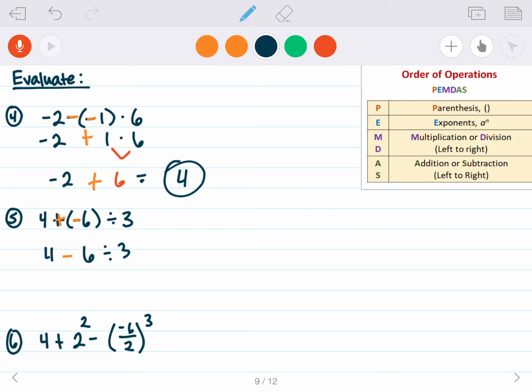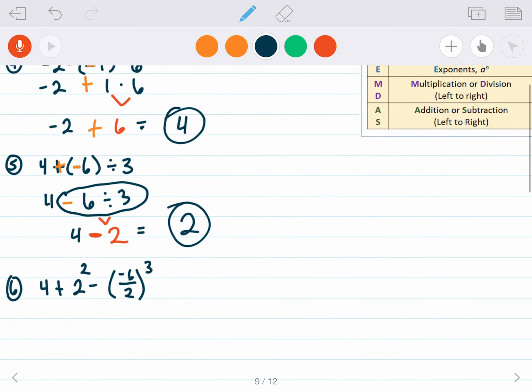Now I want to do division before subtraction. So I want to go ahead and do negative 6 divided by 3 first. And that's going to give us negative 2. So I get 4 minus negative 2. Finally, we subtract. 4 minus 2 gives us a final answer of 2.